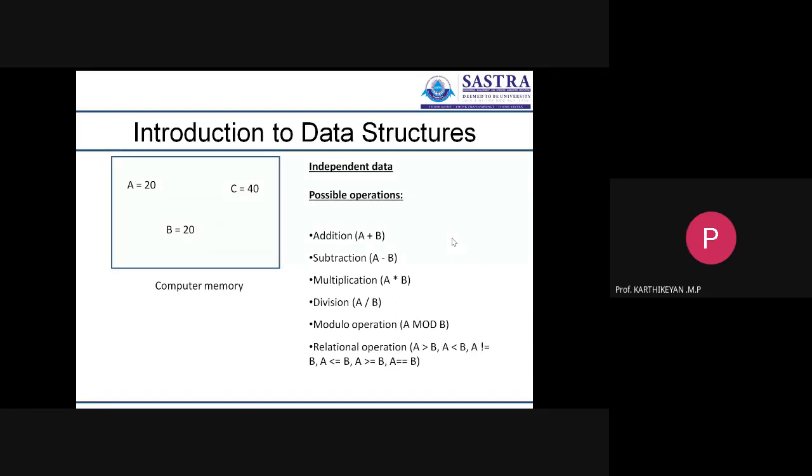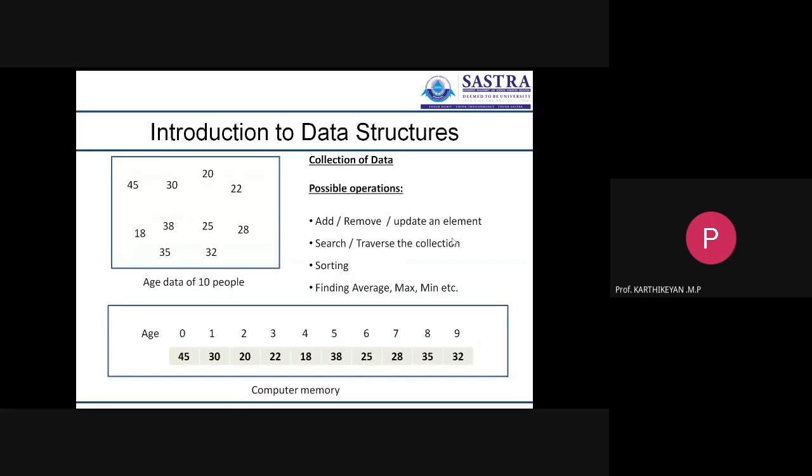Let us take a collection of values. Here we have age data of 10 people: 45, 30, 20, 22, and different values. Now, how to store these values in memory? It is very difficult to store each of these values in different variable names, like a equal to 45, b equal to 30, c equal to 20, d equal to 22. If we store them like this, it is difficult to process the data, because all these data belong to one category, age.